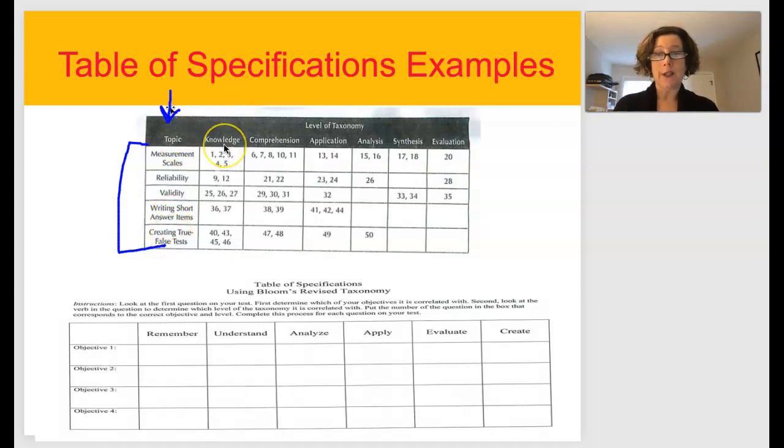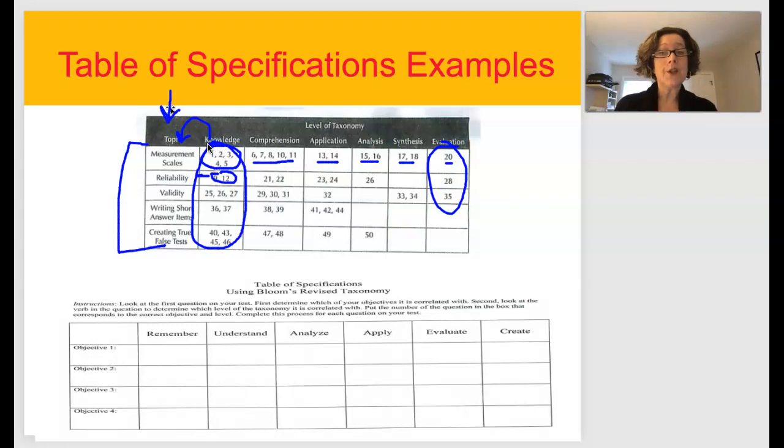So then what I would do is I would go through and I would say, okay, question 1, 2, 3, 4, 5 are basically knowledge questions on measurement scales. 9 through 12 are knowledge questions on reliability. Okay, and then I go up here. So then 6, 7, 8, 10, and 11 are comprehension questions on measurement scales, application, analysis, synthesis, and evaluation. So you can see that evaluation is kind of light compared to knowledge.